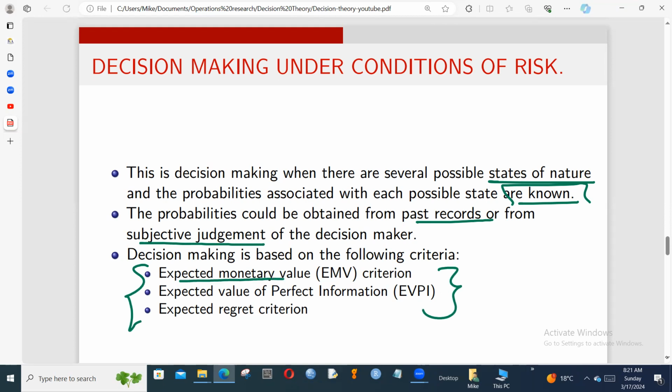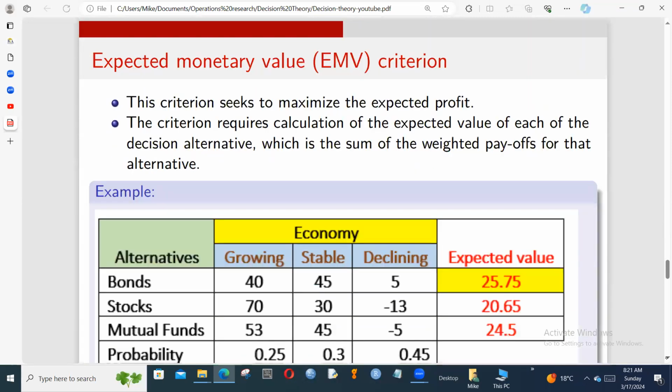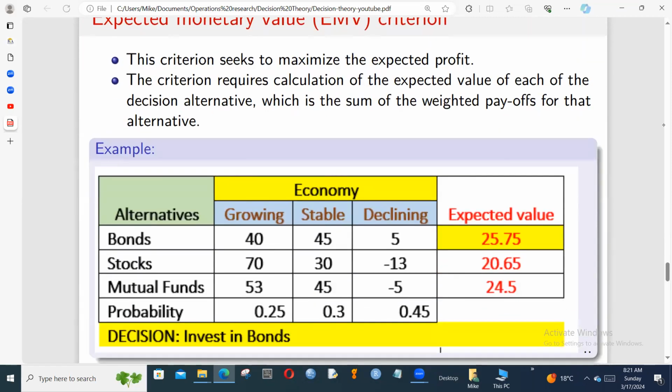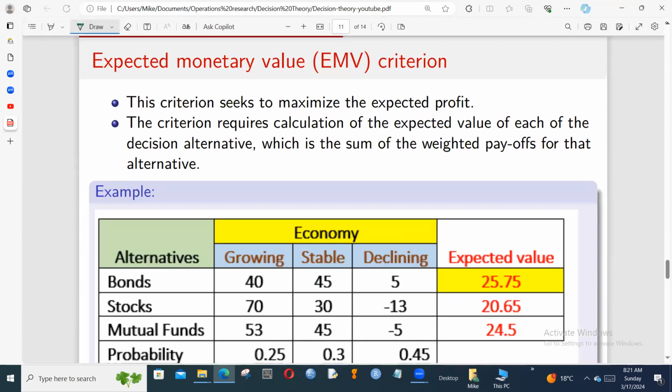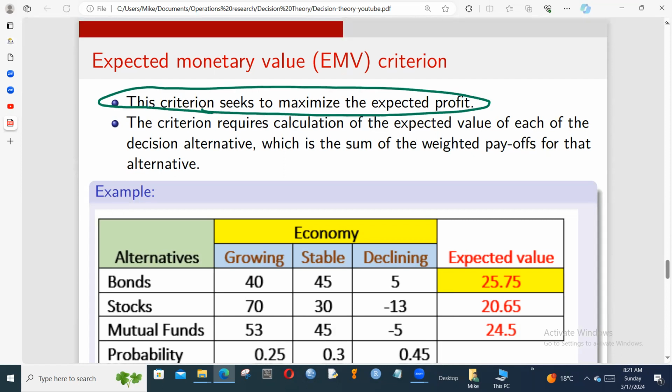Now, there are commonly three decision criteria that we use. There is the expected monetary value. There is the expected value of perfect information, and there is the expected regret criterion or expected opportunity loss criterion. Those are the three criteria we make use of when making decisions under conditions of risk. We begin with the first one, the expected monetary value criterion. This one simply seeks to maximize the expected profit.